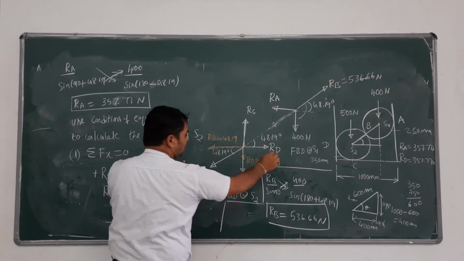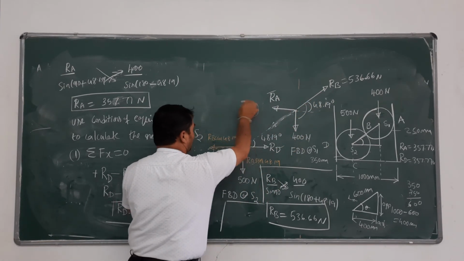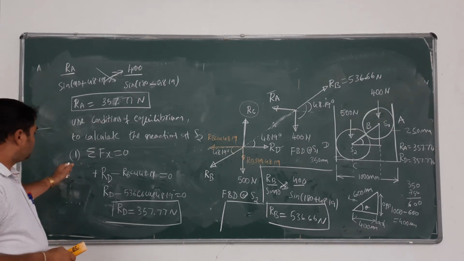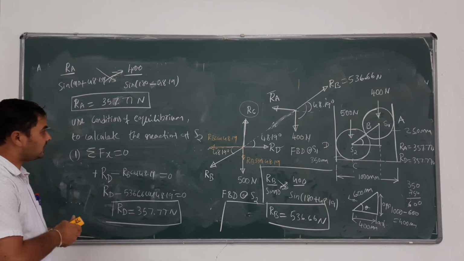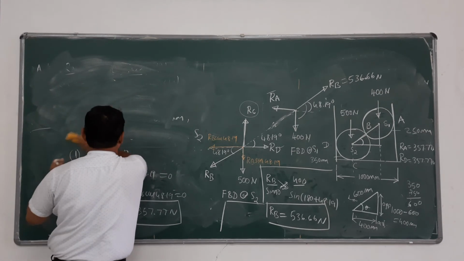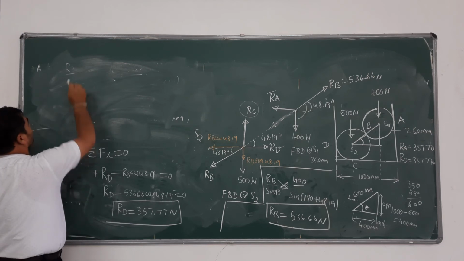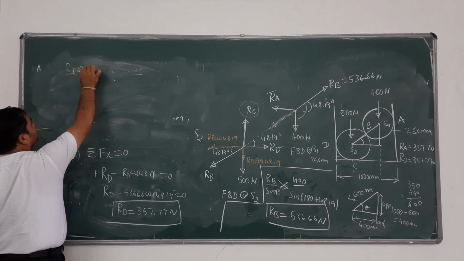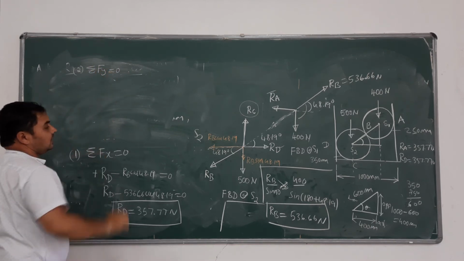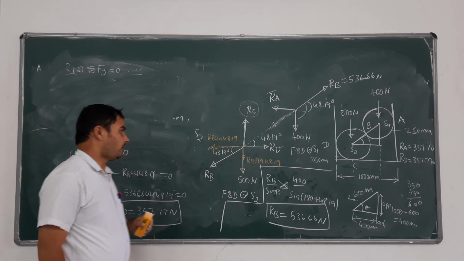We have calculated RD. RD is known, RA is known, RB is known. Now the remaining unknown is RC. So we have to calculate the value of RC. To calculate RC, since we have used the first condition of equilibrium, let us use the second condition of equilibrium, that is sigma Fy is equal to 0. That means equate all the forces acting along vertical direction to 0.